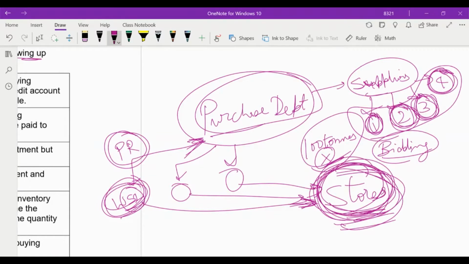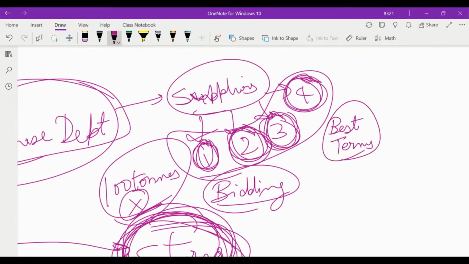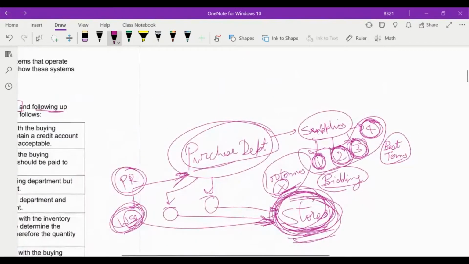Okay, so whoever provides us the best terms, not just in terms of money, not just in terms of cost, we'll choose the one which is providing us the best terms, maybe the best credit period, anything, right? So just the price is not conclusive. We have other areas also where concessions can be claimed by the purchasing department.